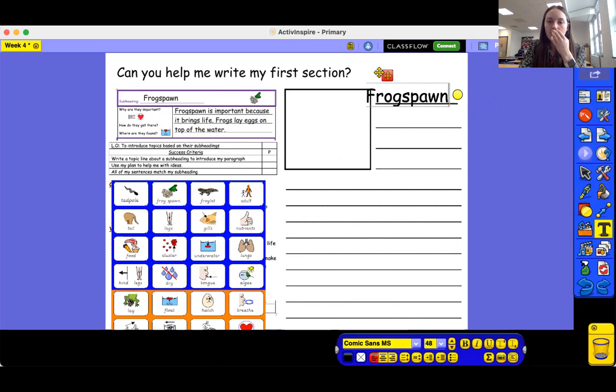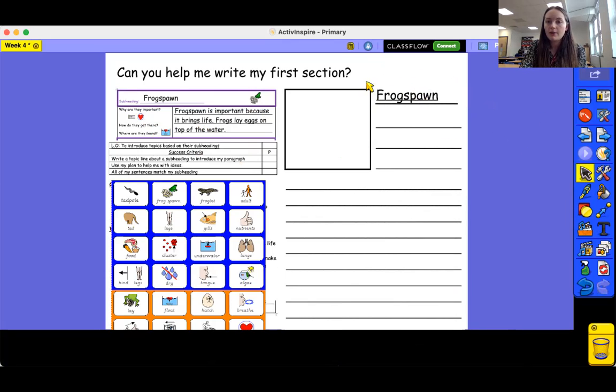So that is what I am going to write on the first line. And because it's my subheading, I might even underline it so that everybody knows that that is my subheading for my first section, frog spawn. And I've got this little box that I could draw a little picture of what frog spawn is, or print one off and stick it on.